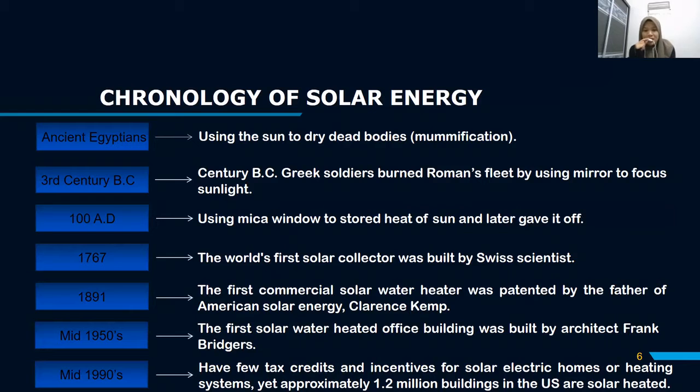In 1767, the world's first solar collector was built by a Swiss scientist. In 1891, the first commercial solar water heater was patented by the father of American solar energy, Clarence Kemp. In the middle 1950s, the first solar water heated office building was built by architect Frank Bridgers. In the mid-1990s, there were few tax credits and incentives for solar electric homes or heating systems, yet approximately 1.2 million buildings in the US are solar heated.